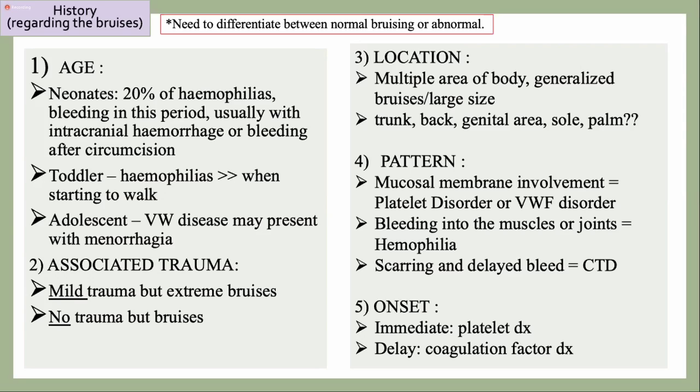Other than that, we need to know the pattern of the bruises. If there is mucosal membrane involvement, it can suggest bruises due to a platelet disorder or von Willebrand disease. If it is bleeding into the muscle or joint, it may be secondary to hemophilia. Or if the bruises have scarring and delay in bleeding, we can suspect connective tissue disease, for example Marfan and osteogenesis imperfecta.